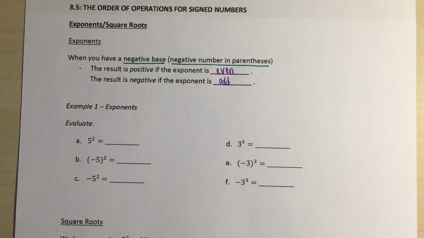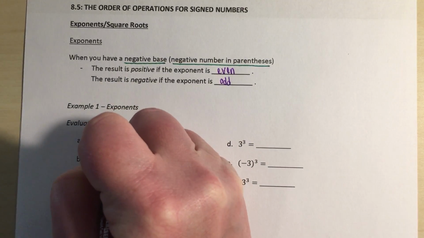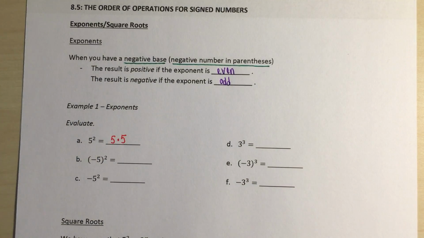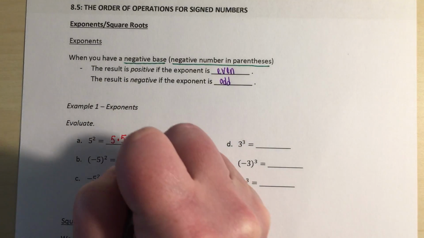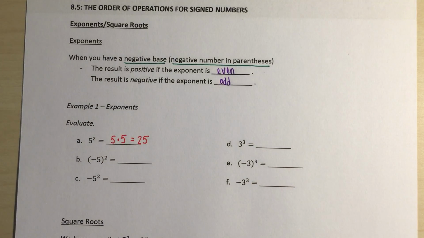All right, so let's go through example 1 here and evaluate these different exponential expressions. All right, so 5 squared. 5 squared means 5 times 5. We are multiplying 5 by itself twice. 5 times 5 gives us just a nice simple 25.